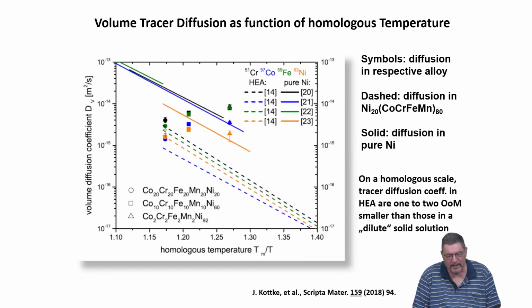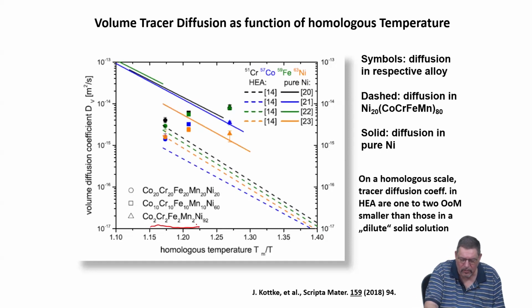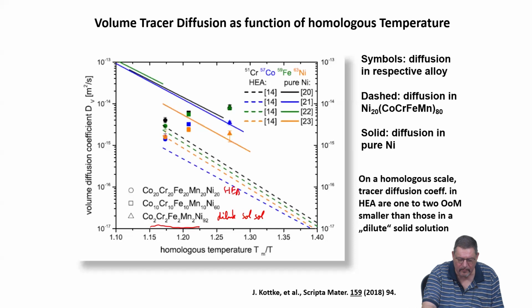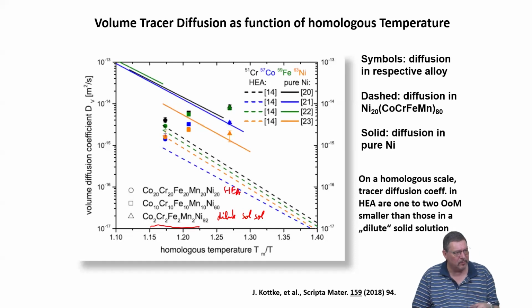If we now look again at the volume tracer diffusion data as a function again of 1 over homologous temperature, we now compare these different systems going from dilute solid solution to high entropy system. The symbols represent the different alloys. So here again, we have only 2 atomic percent for each constituent. So this is the dilute solid solution. And we have the high entropy system, and we have this 60 atomic percent nickel in between, where all these measurements showed some kind of change in behavior.